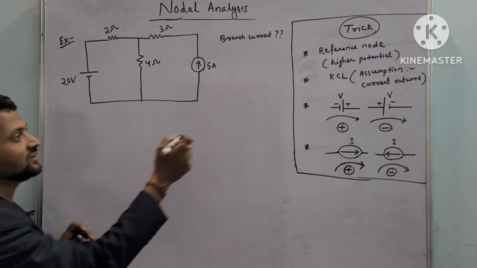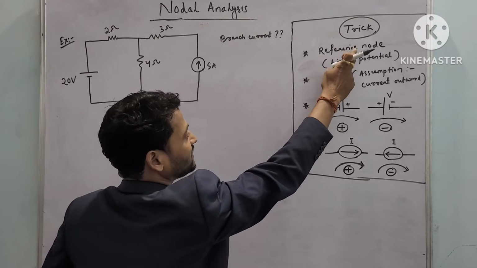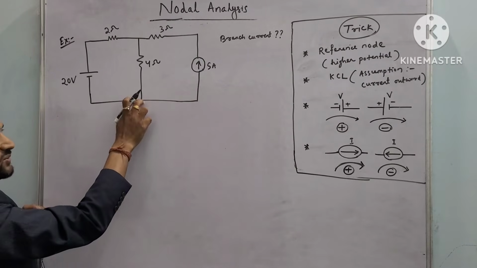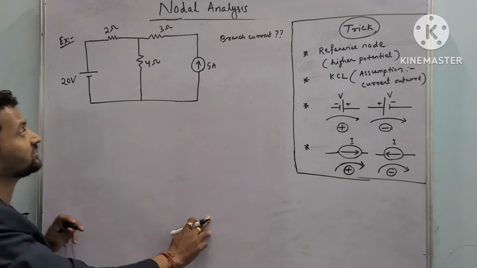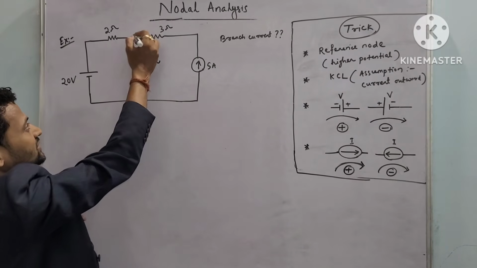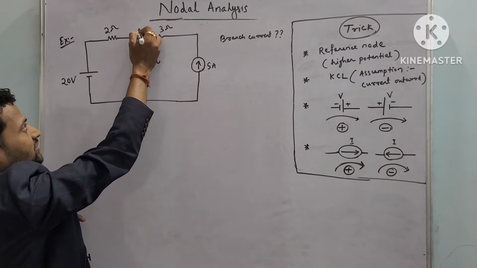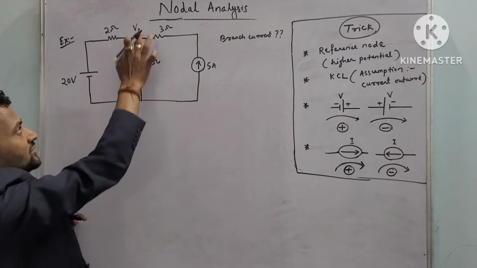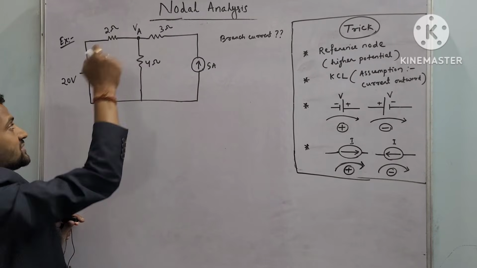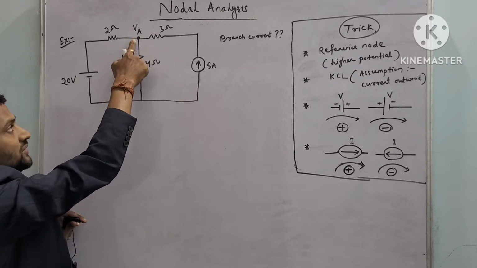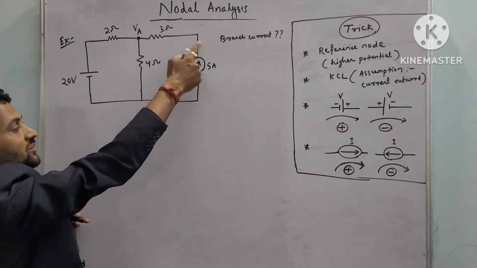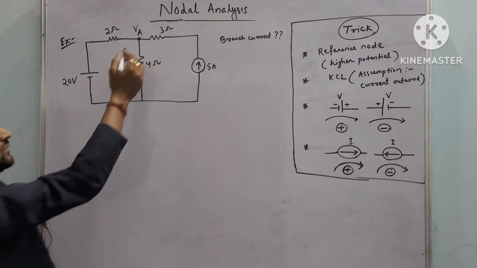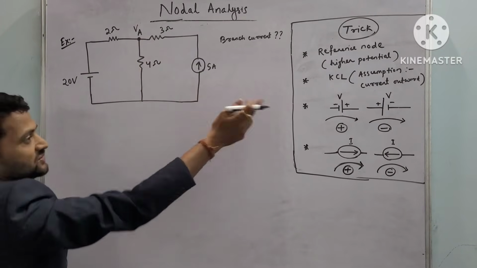What I have told you is that the first point is we have to find the reference node, and the potential at this node will be higher as compared to other potentials or other sources. So here this is a node, give it the name VA, and the potential at A is higher as compared to other potentials, also considering the effect of the current source. Next we'll apply KCL.